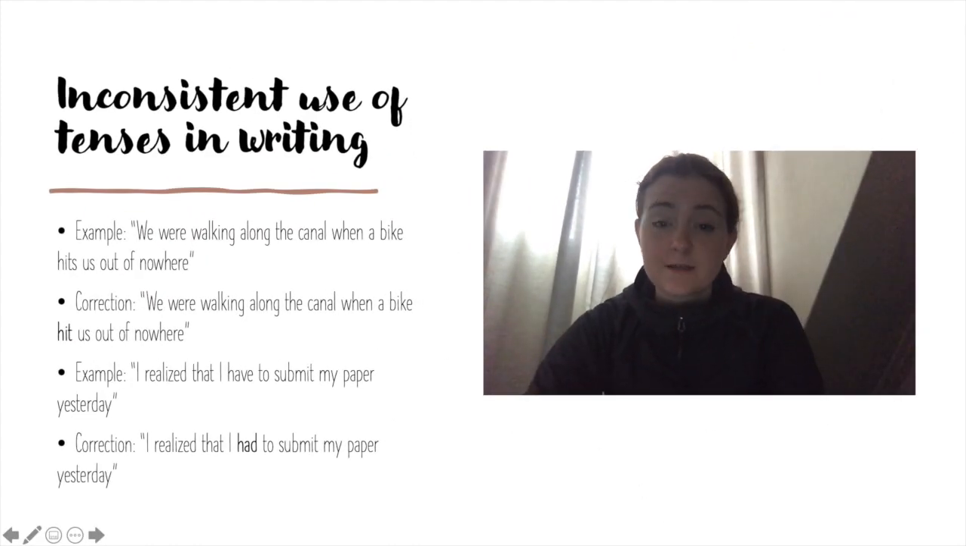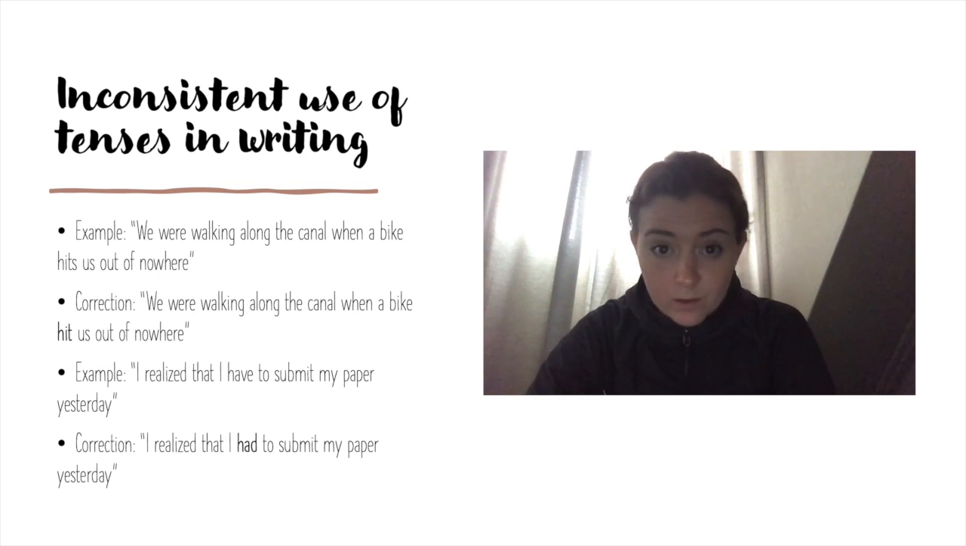Inconsistent use of tenses in writing. We have some examples for you here. Let's have a look. The first example. We were walking along the canal when a bike hits us out of nowhere.